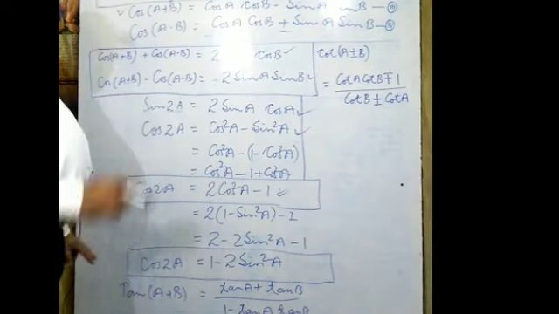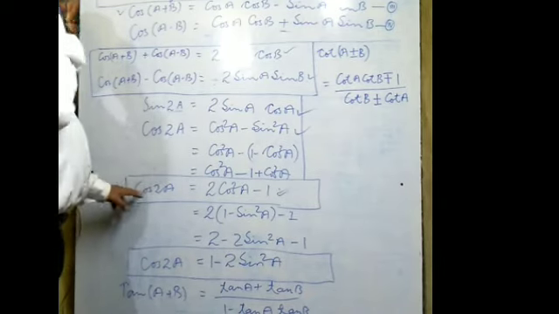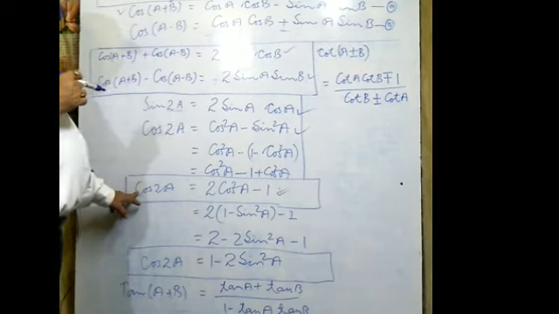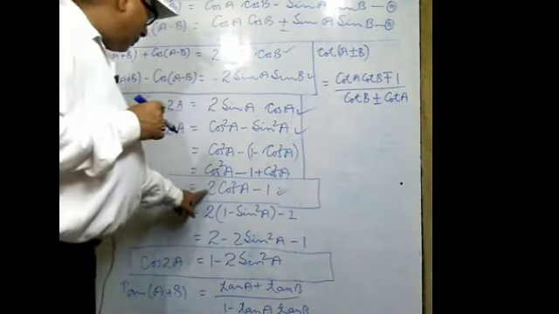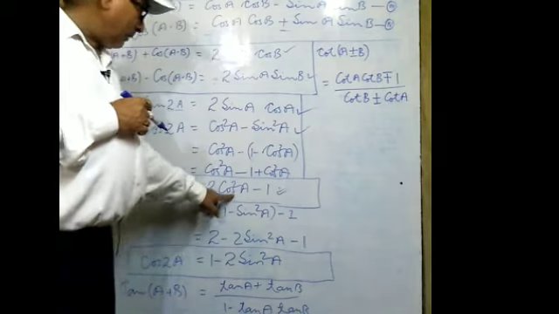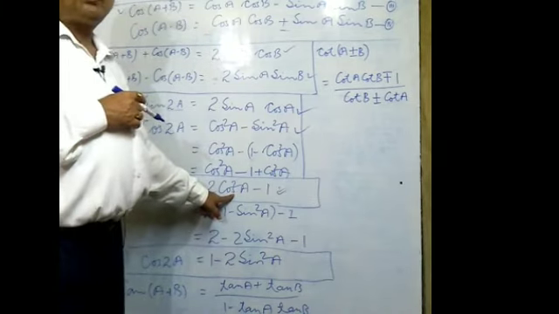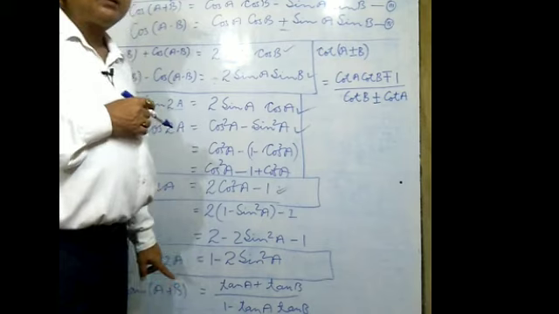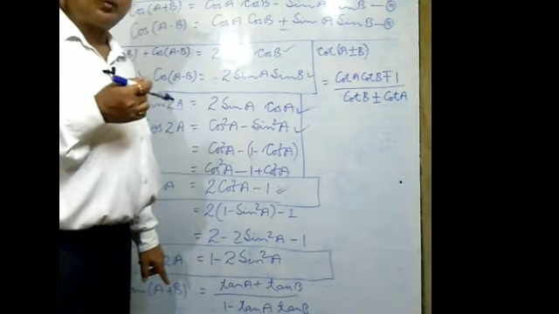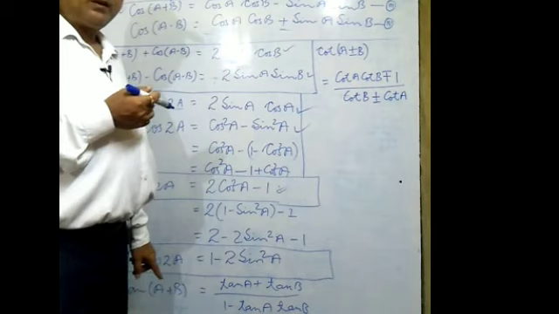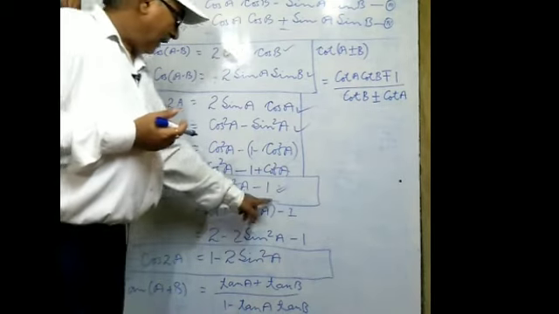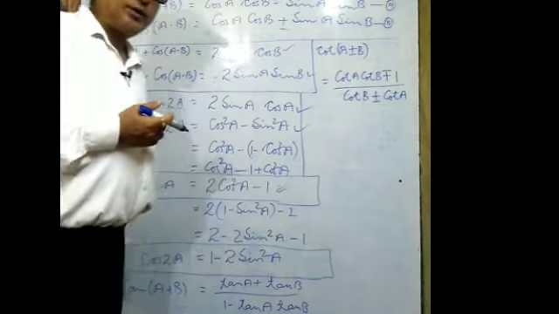Now see, this can be converted in terms of sine also. Now see, 2 will be noted down as it is, and in the place of cos square a, we have to note down 1 minus sin square a, because sin square a plus cos square a is equal to 1. So we can convert this in terms of sine. And minus 1 is there, so minus 1 will be noted down as it is.